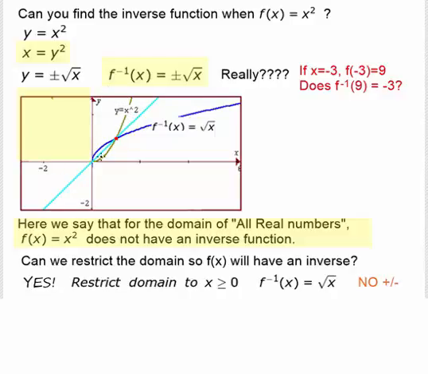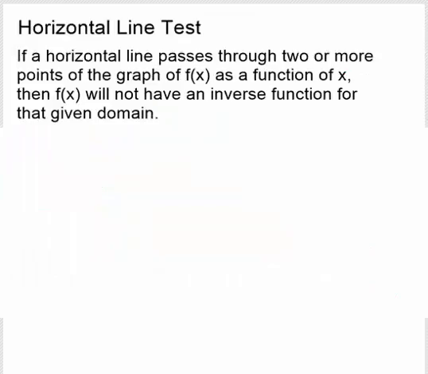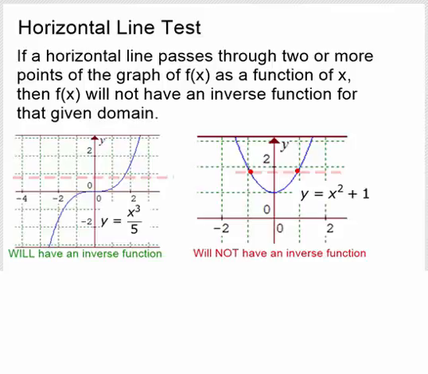When we do the inverse, we only get the top half of the sideways parabola, and it is a function. It passes the vertical line test. And this leads up to something called the horizontal line test. If a horizontal line passes through two or more points of the graph of f of x, then f of x will not have an inverse function for that given domain. And here are two examples.